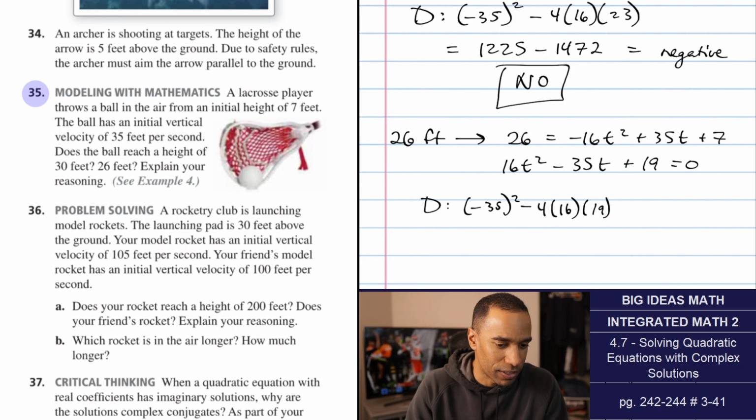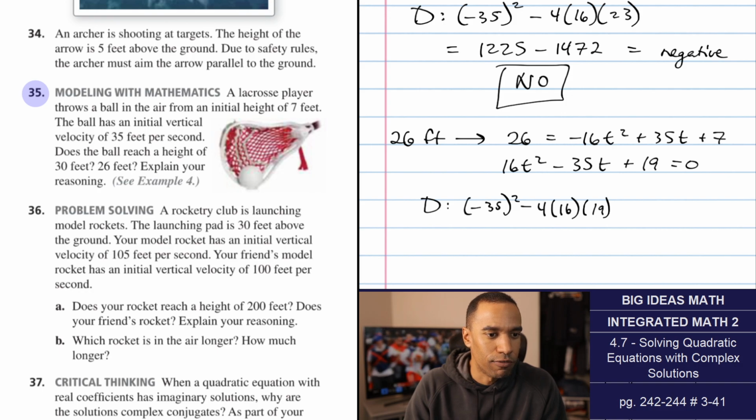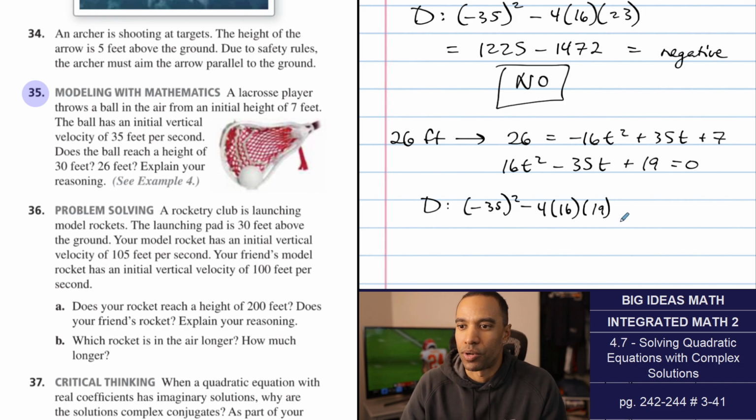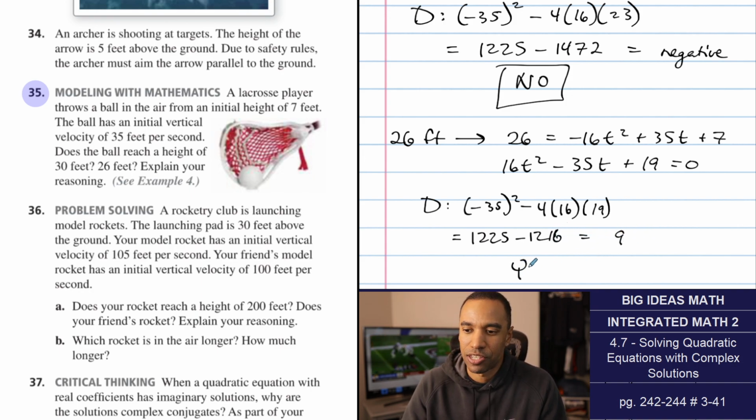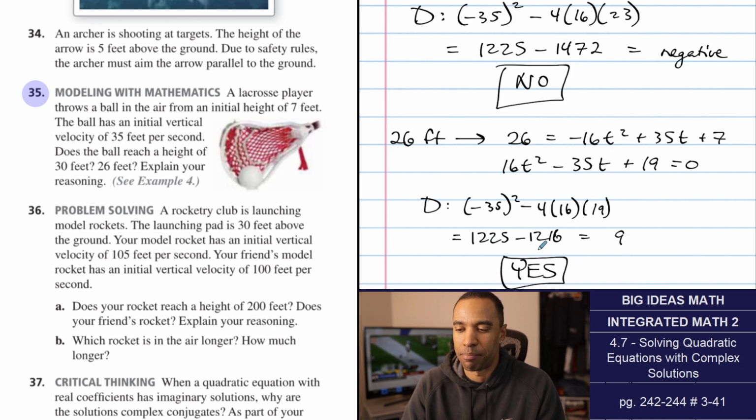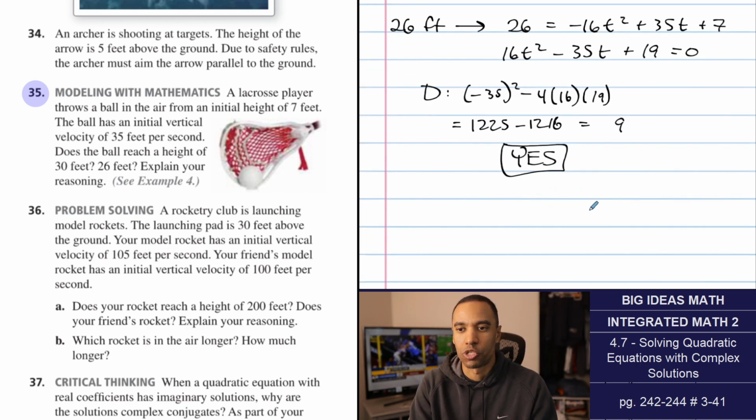So let's check that calculation out. 64 times 19. That's 1216. So now we have 1225 minus 1216. I'll just tell you that's 9, and that's a positive number. So yes, it does reach that height. Just barely nicks that height, but it does. Or just barely above it. All right, that's number 35.